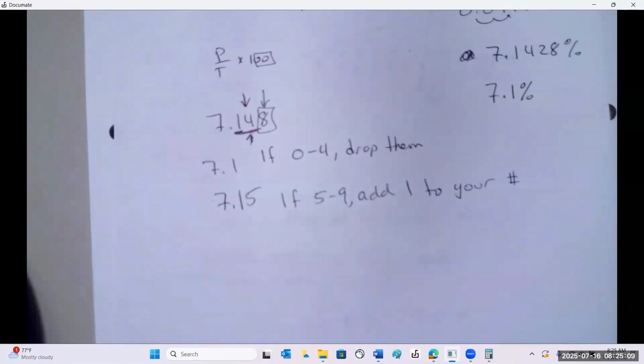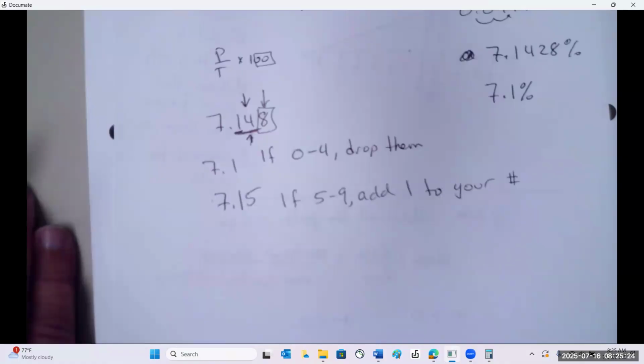So it's whatever number of decimals you want to be accurate to, look at the next one. If it's between 0 and 4, just drop them. If it's between 5 and 9, increase that one up by 1. Any questions so far? All right, let's look at another example.